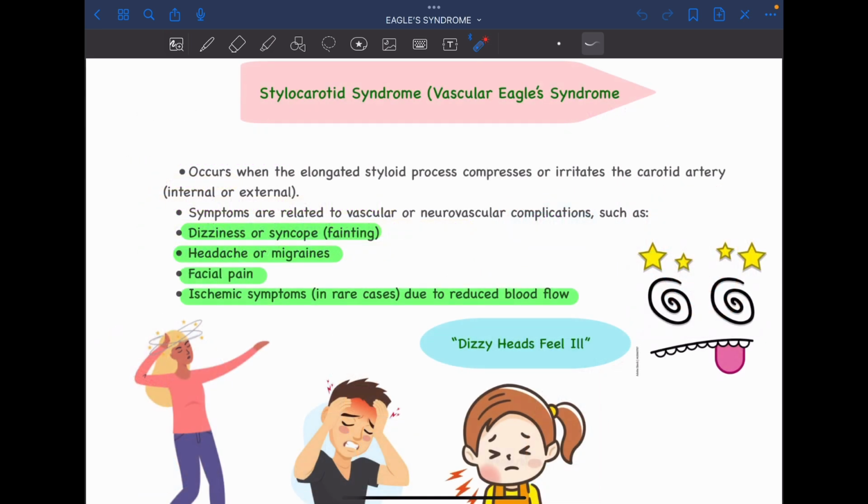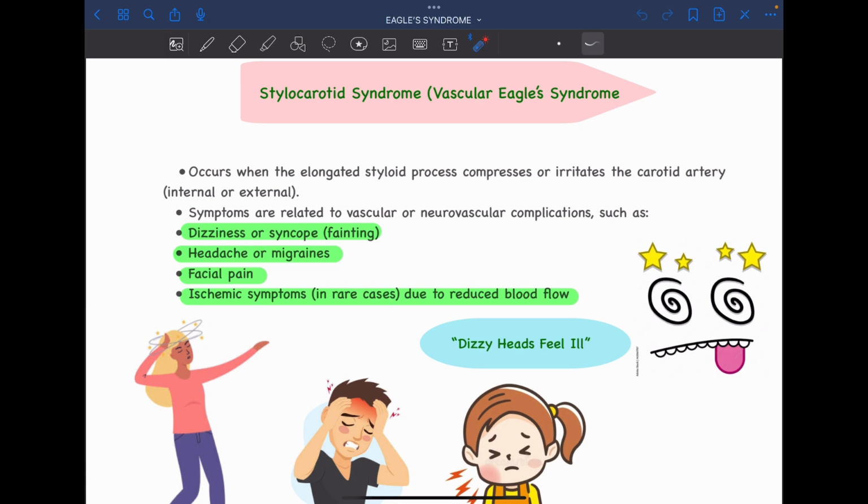Moving on towards stylocarotid syndrome, also known as vascular Eagle syndrome, right? So again, same pathology, that is elongated styloid process, but here the additional thing is it is particularly irritating the carotid artery. It may be the internal carotid or the external carotid artery which is getting irritated or compressed in this particular type of Eagle syndrome. The symptoms are basically related to the vascular structures, and these are present because of the neurovascular complications, right? These are secondary to the compression.